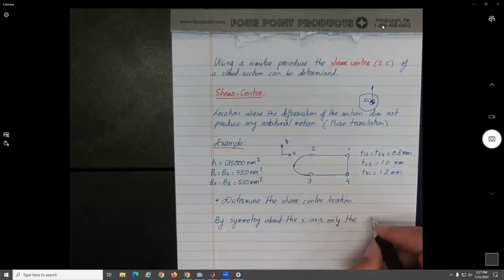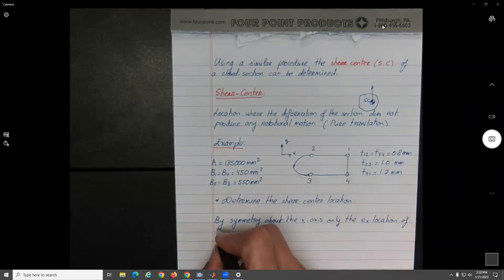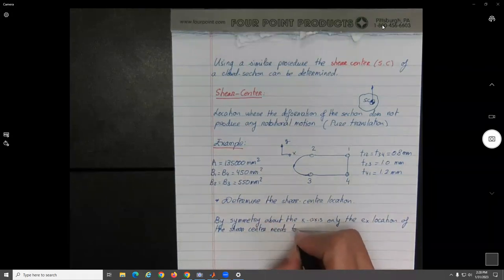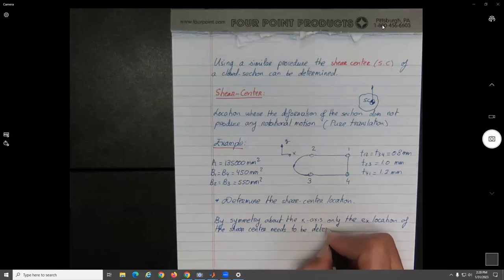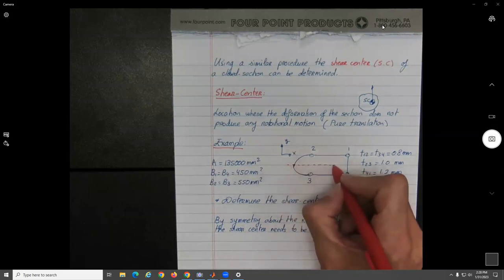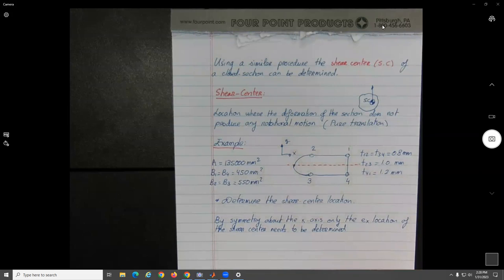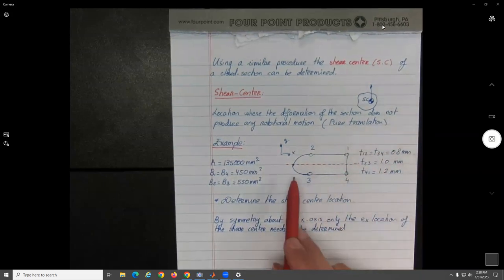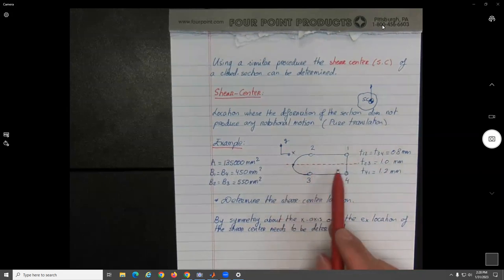Only the X location of the shear center needs to be determined. It's symmetric about this line, so we know at which height it's going to be. It's going to be somewhere in the middle. Now what I need to determine is where along this line the shear center is going to be.